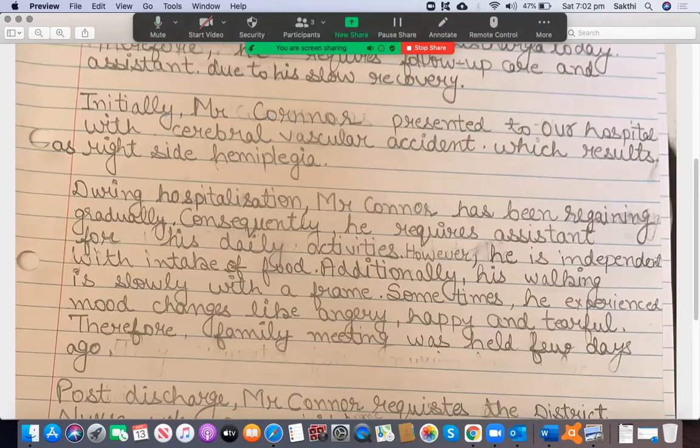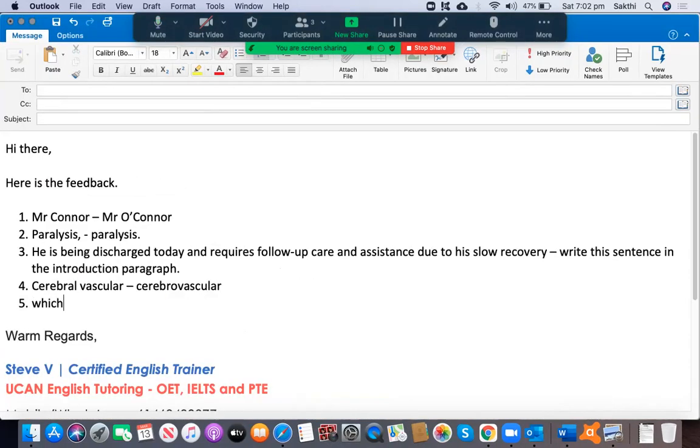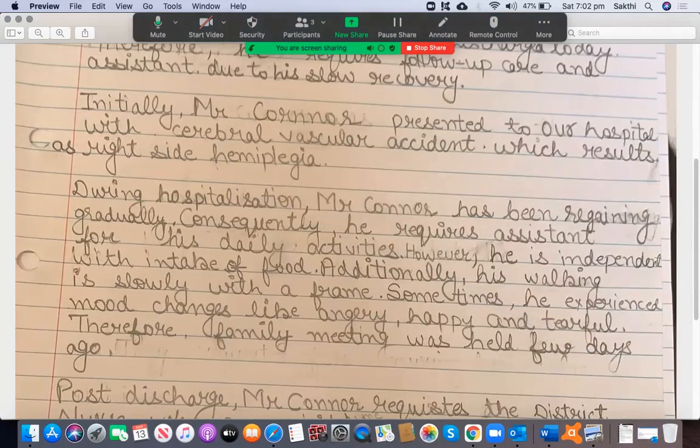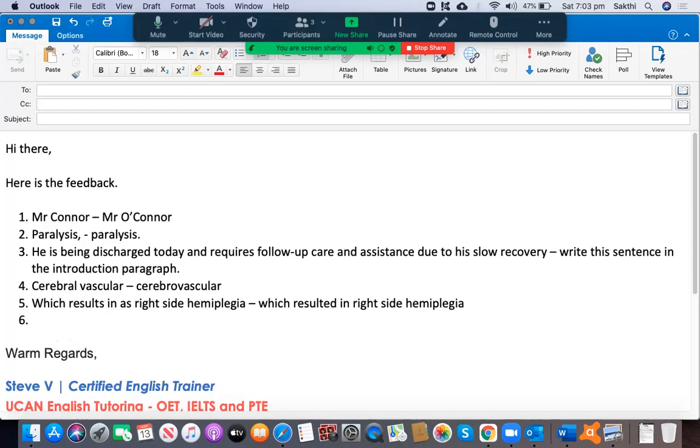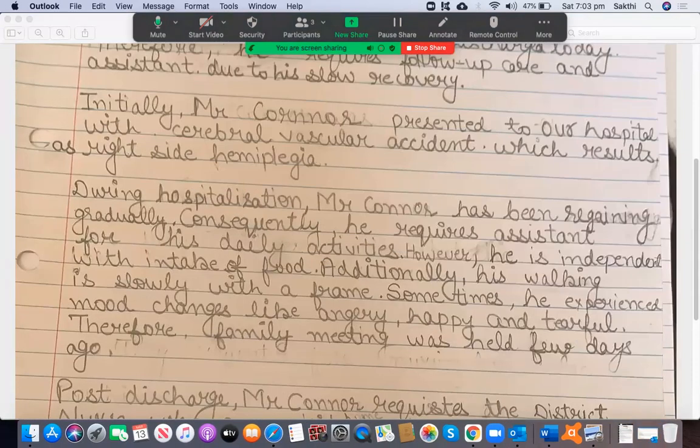Cerebrovascular accident, which results, which resulted in right side hemiplegia. Okay, which results in, it's in the past tense, okay? It already occurred, isn't it? So don't say which results in, and then you write down right side. Okay, sorry, one moment. So right side hemiplegia. It said hemiplegia, all right. So what you should have done is which resulted in right side hemiplegia, okay? That is what you should have done, all right? So resulted in, you need to use resultant in. The use of a preposition isn't good here, that's wrong.